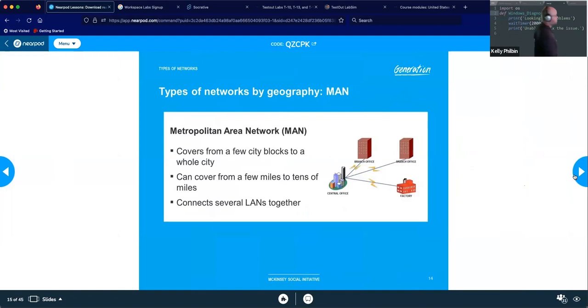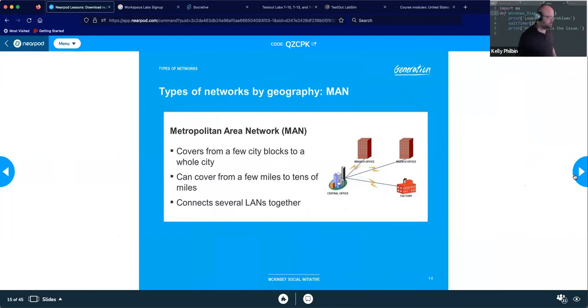So now we have a MAN, or a metropolitan area network. This can be from a couple city blocks or a few buildings, like a college campus. Although they actually have a term for it, it's called a CAN, which is a campus area network, but they don't utilize it in A+, they use it in Network Plus. So you have a MAN, which is a few buildings up to an entire metro area.